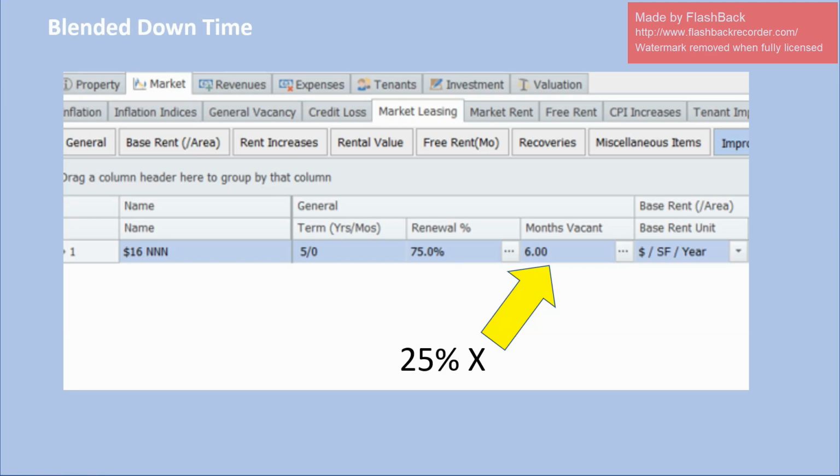So what Argus is going to do when you input that 6 months is it's going to say 25% of the time this will happen. So it's going to take 25% and multiply it by the amount that you put in for the downtime. So 6 months times 25% is 1.5 months. Obviously, it's going to round up. It's not going to do half months. So instead of just deciding whether or not the tenant stays or leaves, it's going to just assign 2 months of downtime and then pick that income back up.